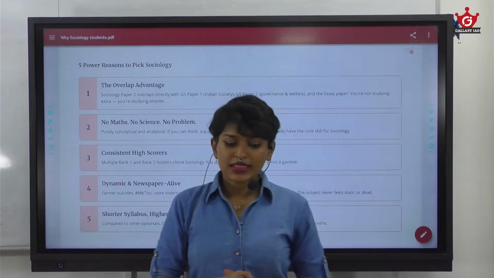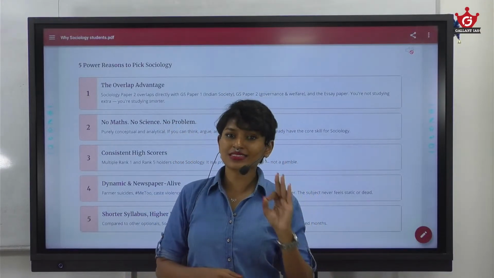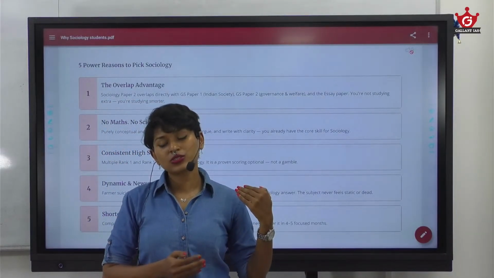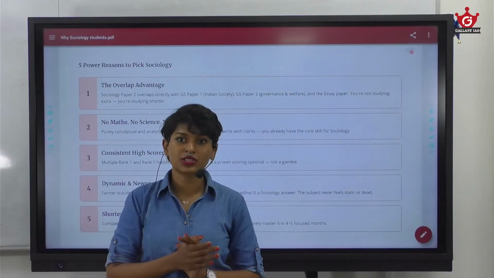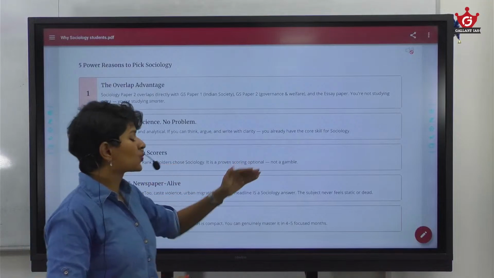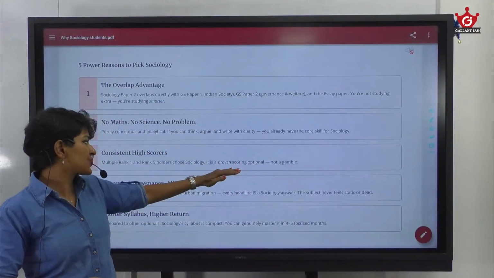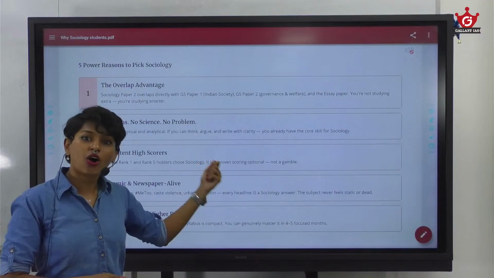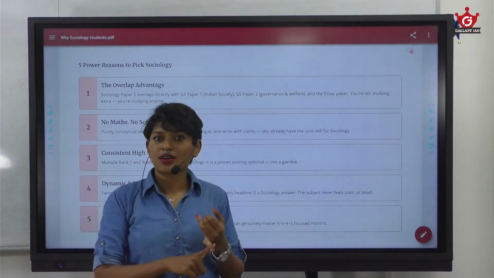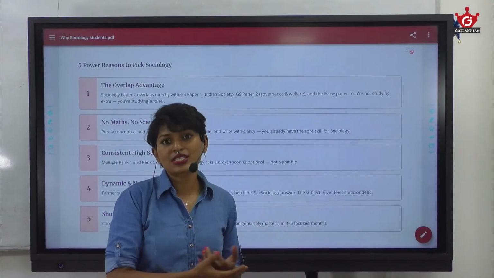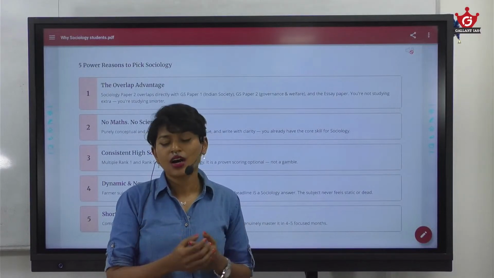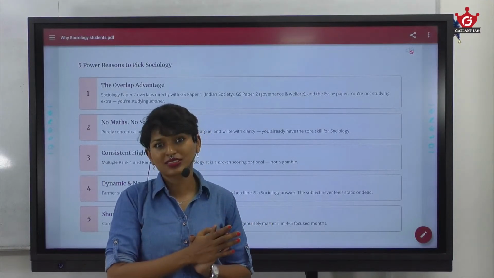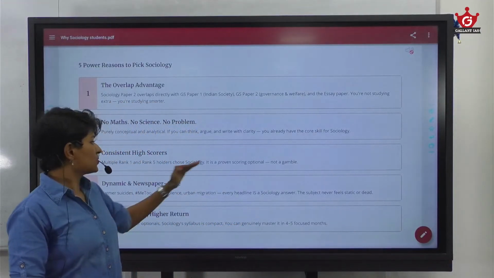Going forward, another important reason I would put before you is, if you go through the top rank holders of different years, maybe within the last 5, they have proven that sociology can fetch you a high score. It's not a gamble, it's a proven scoring optional. Think about Hinadapi, or those in the previous years who scored, or Srishti. You have so many people. If you go through the top 5 rank holders of the previous years, you would be able to know that.